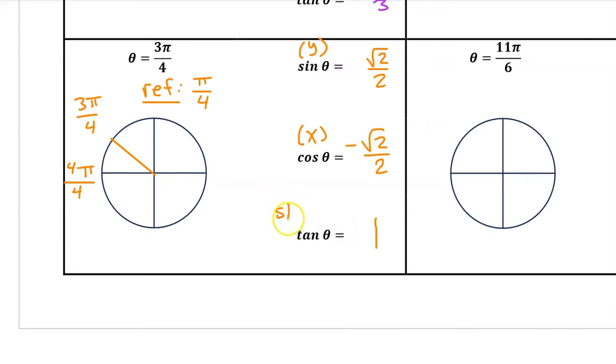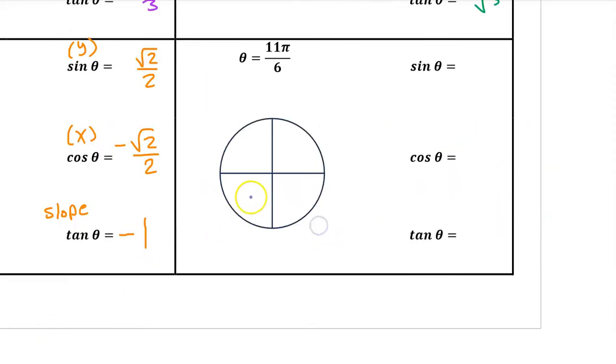Tangent is the slope of the terminal ray. The slope of this segment is negative. It's falling from left to right. So the tangent of 3 pi over 4 is negative 1. Last problem. Theta is 11 pi over 6. In what quadrant is 11 pi over 6?